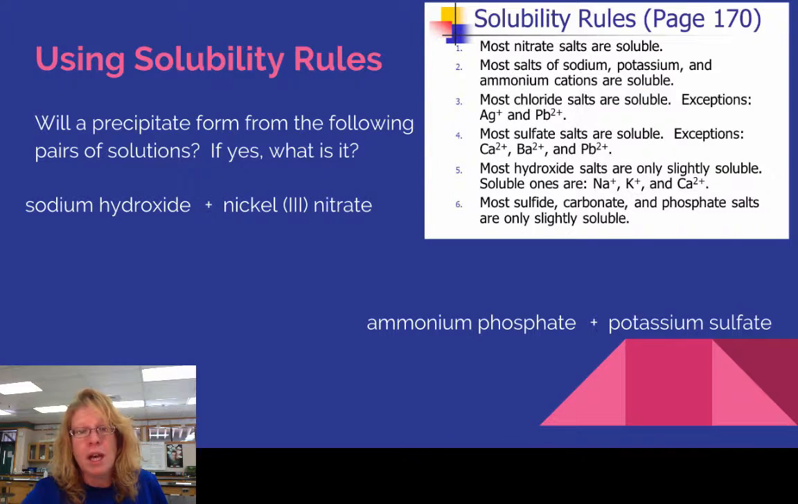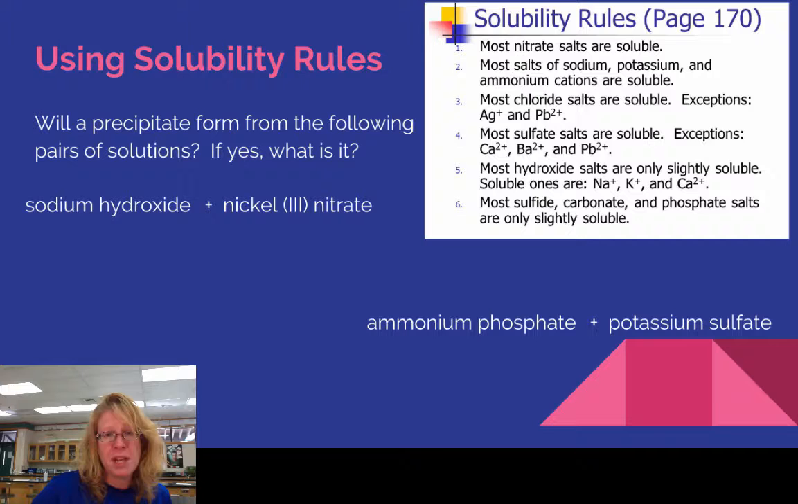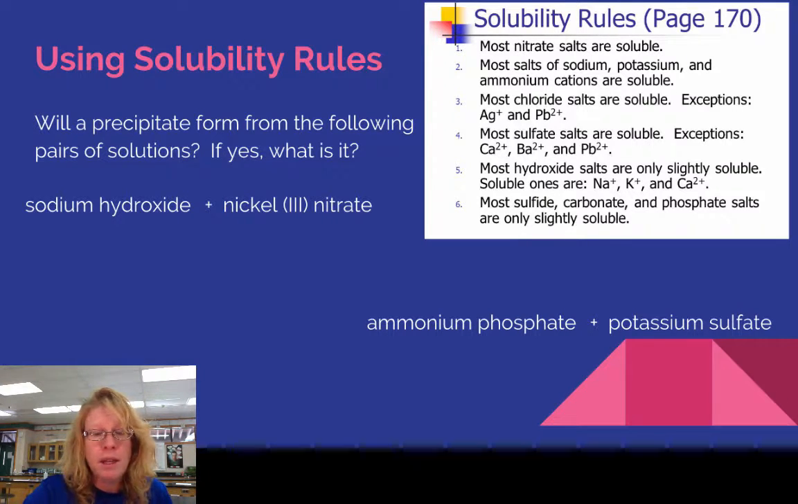Here are a couple of example problems for you to practice on. I'm going to have to hit pause here because the bell's about to ring. Will a precipitate form, and if so, what is it? You've got 2 pairs here: sodium hydroxide and nickel 3 nitrate, and then ammonium phosphate and potassium sulfate. You hit pause and see if you can work it out. I'm going to hit pause as well, and I'll come back later to finish my video, and you'll see that in part 2 of this video.